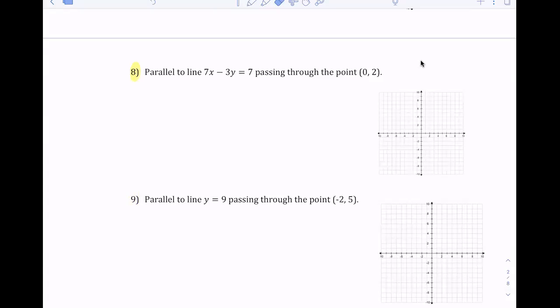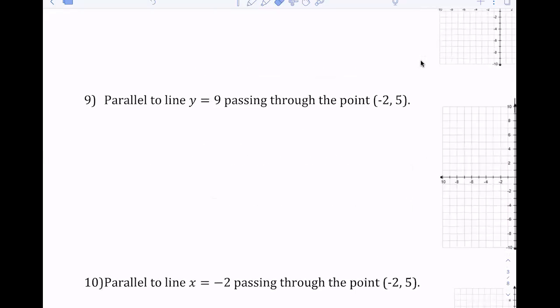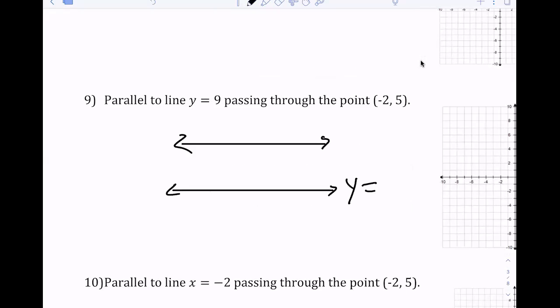All right. So someone tell me, if I'm parallel to y equals 9. Remember, I want everyone to be able to tell me y equals 9 is a horizontal line. So what's parallel to a horizontal line? Another horizontal line. All right, so it has to be y equals. What's the y value of the new line? 5. Thank you, whoever said that. y equals 5.